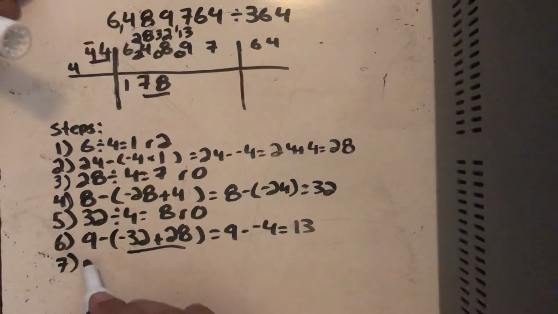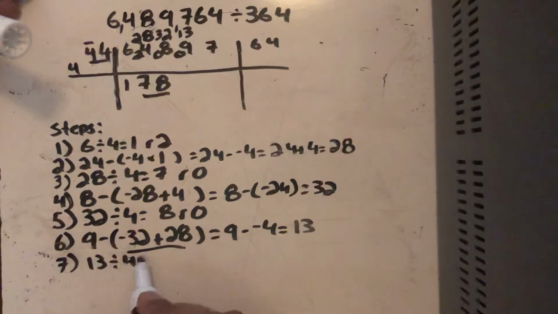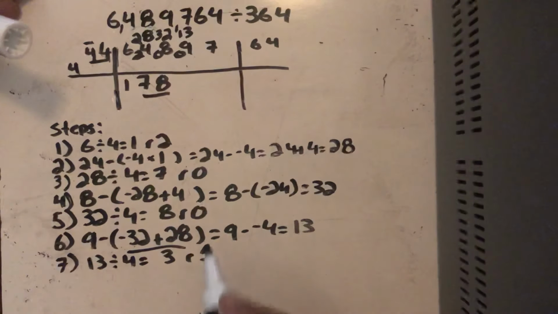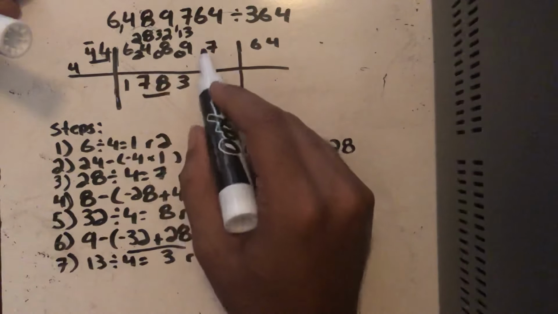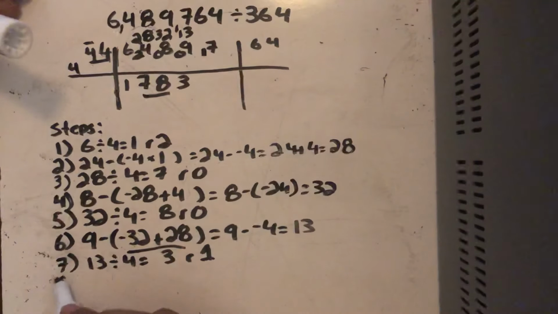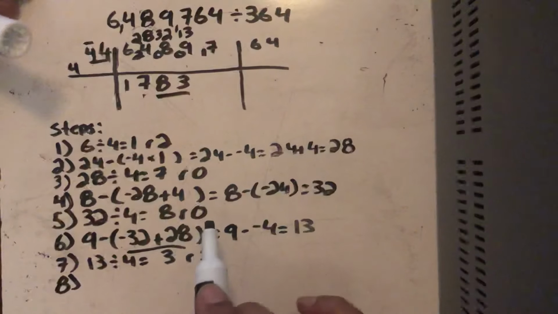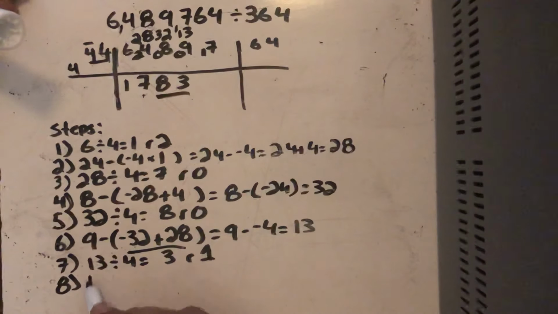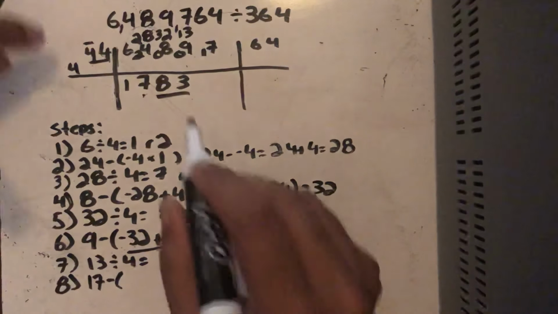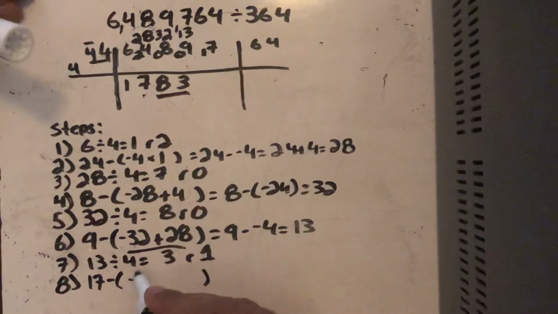How many times is 4 going into 13? 13 divided by 4 is equal to 3 with a remainder of 1. So I'm going to put a 3 right here, and I'm going to put a 1 right there. Ready to make the adjustment again. But this time, I'm going to work with 83 and then bar 4 and 4. So I take my 17 minus, set up the problem. -4 times 3 is -12.